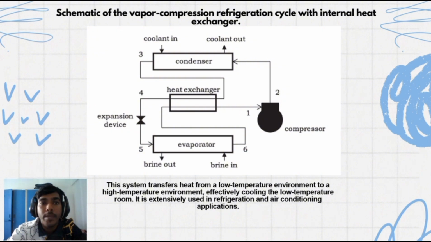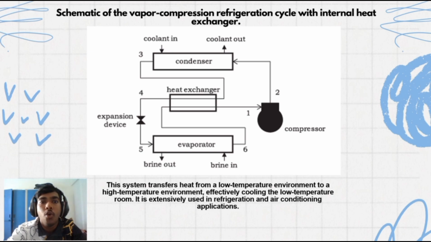The next component will be expansion device. The high pressure subcooled liquid refrigerant from the heat exchanger on point 4 enters the expansion device. As the refrigerant passes through, its pressure drops and becomes a low pressure, low temperature mixture of liquid and vapor on point 5. This mixture then enters the evaporator.